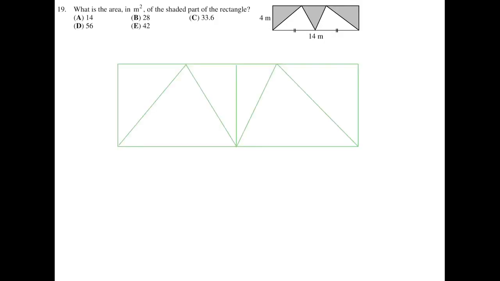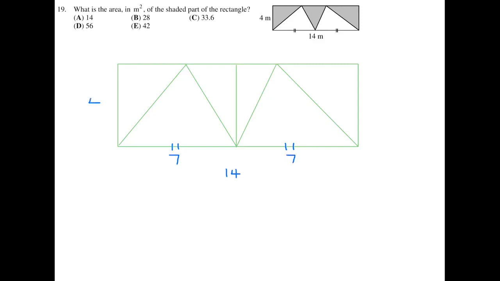What is the area in meters squared of the shaded part of the rectangle? Okay, let's draw this out a little bit bigger. And there's several ways of approaching this question. I'll try to do it the way that's simple. They've given you these two lines, and that basically means that those two are the same length. And the total is 14. So that means that each of these is 7.